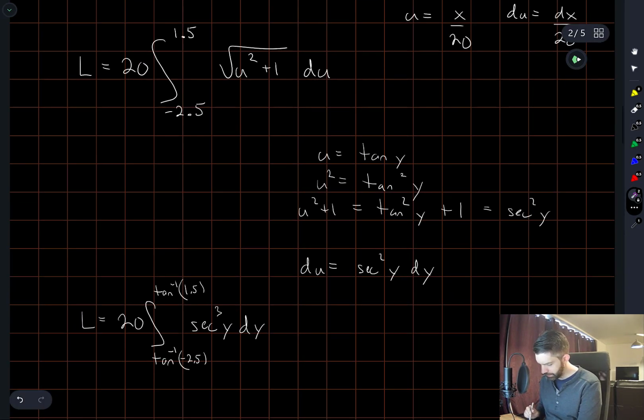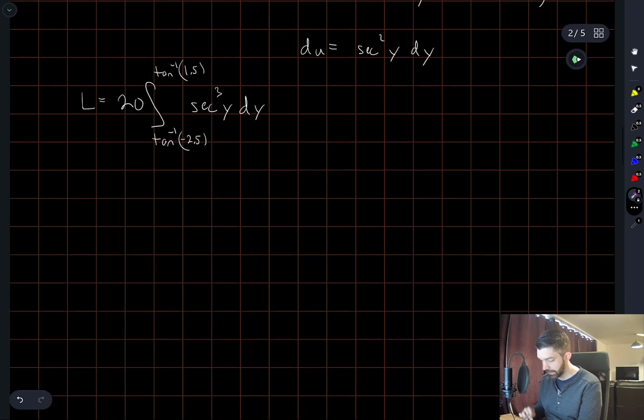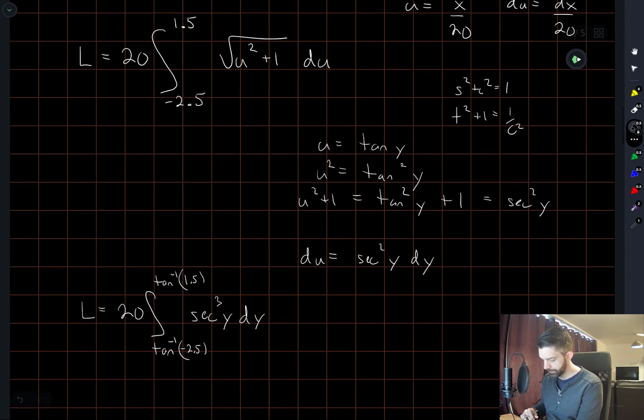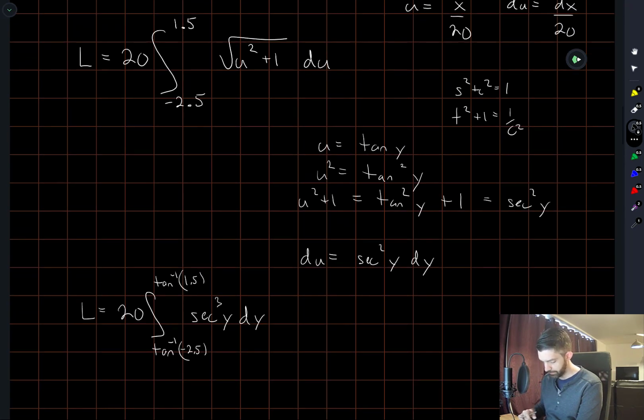Okay, so I think I've done this correctly. Let me make sure that this is the right identity for a second. Sure, okay. So the square root becomes secant y, and du is secant squared, so I'm integrating secant cubed now. I've done this before, not too long ago. In fact, I wonder if I'm running in circles here now.